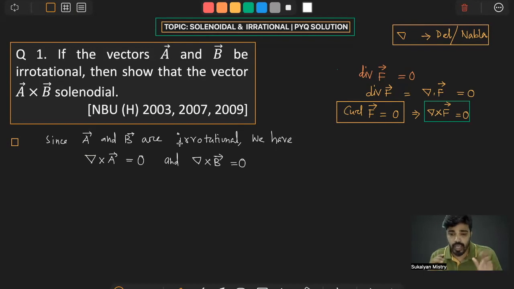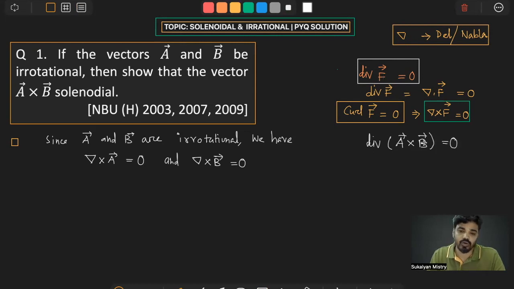Now what do we have to show? We have to show that A cross B is solenoidal. Solenoidal means a vector function F is said to be solenoidal if divergence F is equal to 0. So we have to show that divergence of A cross B is equal to 0. This can also be written in the form del dot F. So if we can show that del dot A cross B is equal to 0, then we conclude that the vector A cross B is solenoidal. I think up to this it is clear.